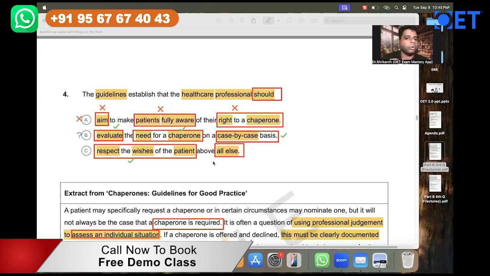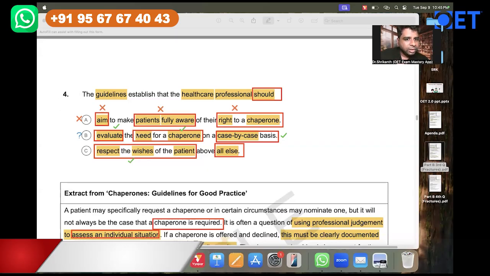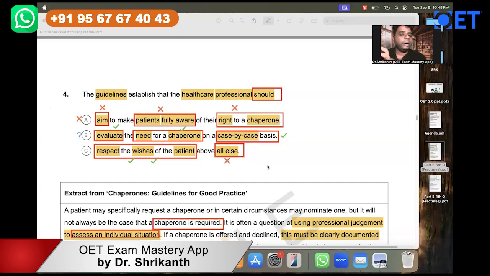Right. So that is not wrong. I mean, that is not correct. Okay. So even though this portion is mentioned, this portion is not correct. Above everything else, we have to obey. We have to blindly obey the patient. That is not mentioned. So for that reason, answer option C is incorrect.